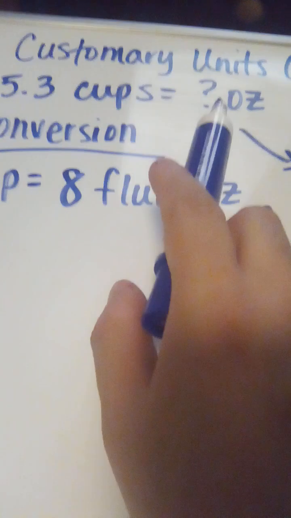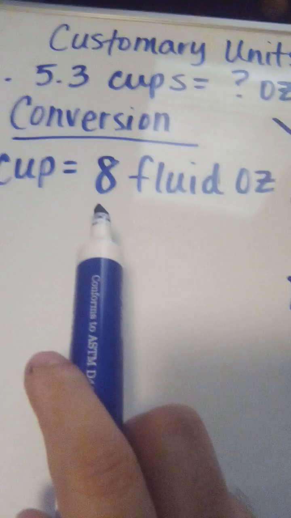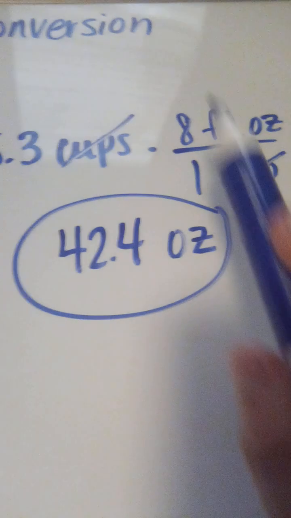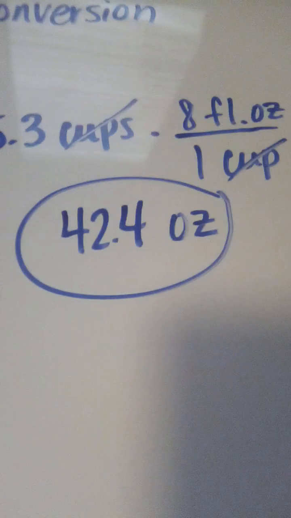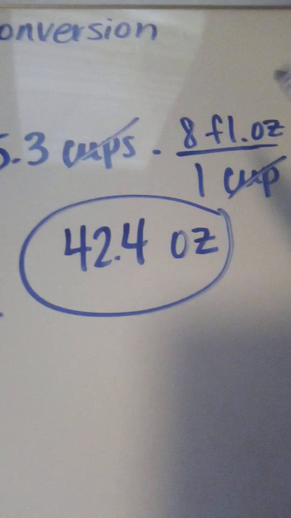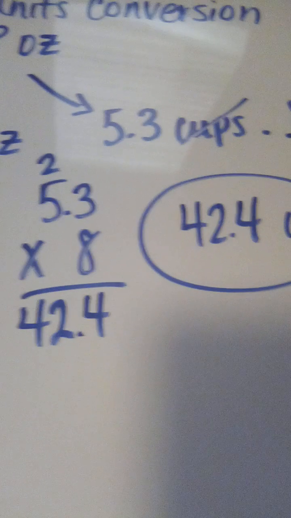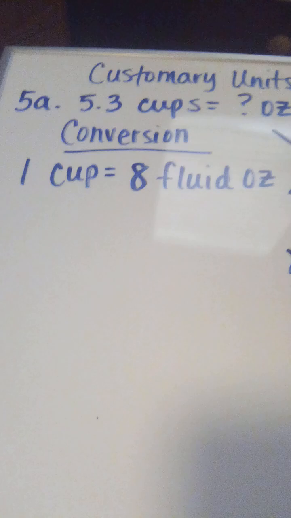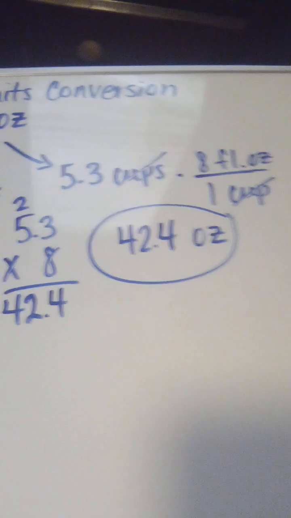So all we did is basically we're converting cups to ounces. 1 cup equals 8 fluid ounces. Once we determine that, we multiply 5.3 cups times 8 over 1 because you want to cancel out the units. And then what's left over is the fluid ounces. Once you did the fluid ounces, you multiply 5.3 times 8. That gives us 42.4. So, any questions on 5A? That wasn't too bad, right?